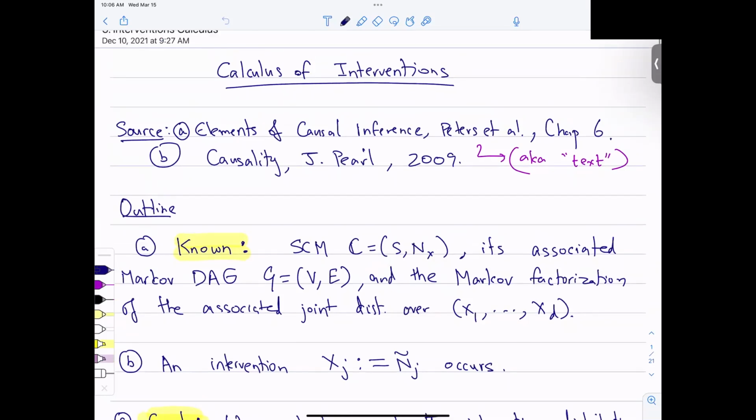Okay. All right. So I'll start, and as I said, we'll take a break at some random time for about 10 minutes when the camera issues are resolved. So I'm going to start with calculus of interventions. We'll continue from where we left off yesterday.